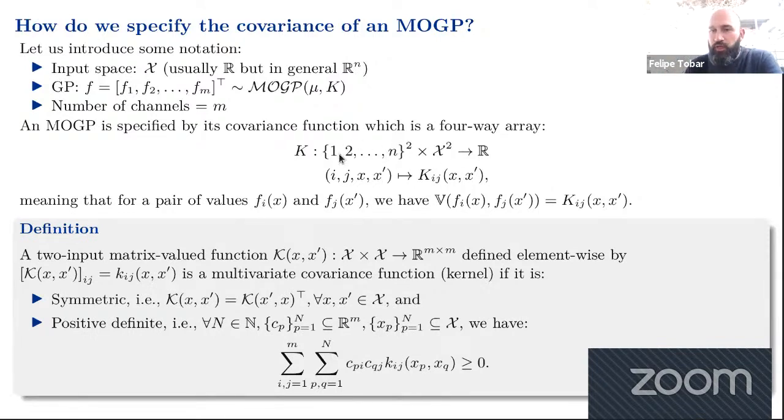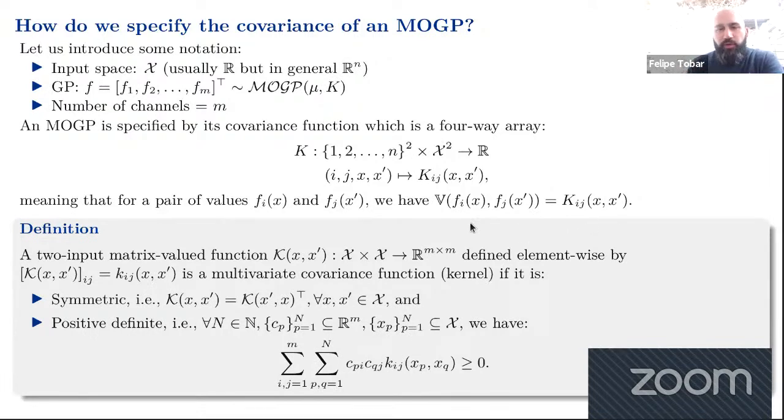We have two inputs that are the channel, which is a discrete variable. This is a typo here. This N should be an M, okay? So the I input, the J input, and then the input space inputs, I'm calling them X and X prime. So for each pair of values, coordinate I of the function F at X and coordinate J of the function F at X prime, we have the covariance defined in this way, which is the standard GP covariance practice.